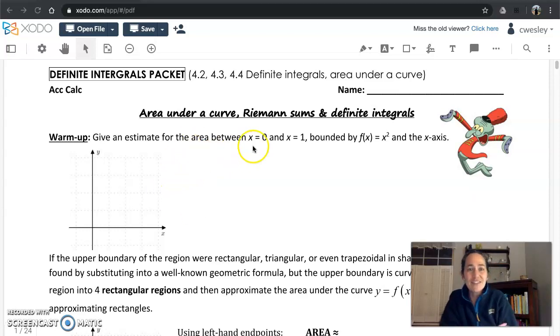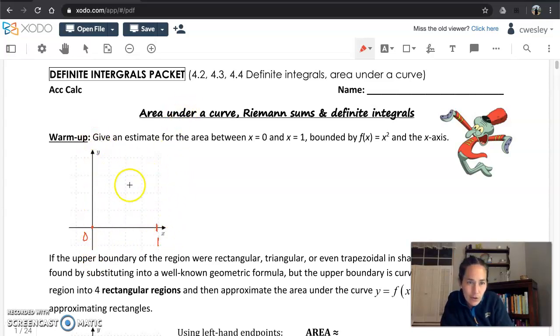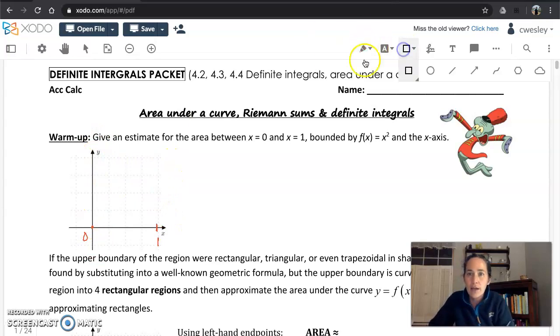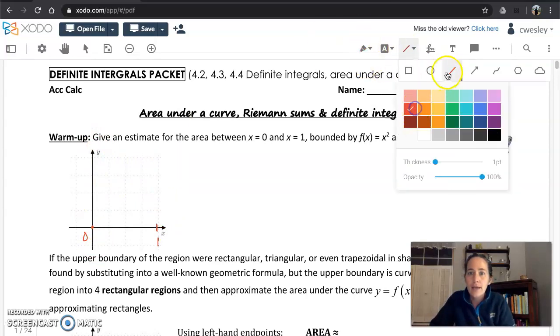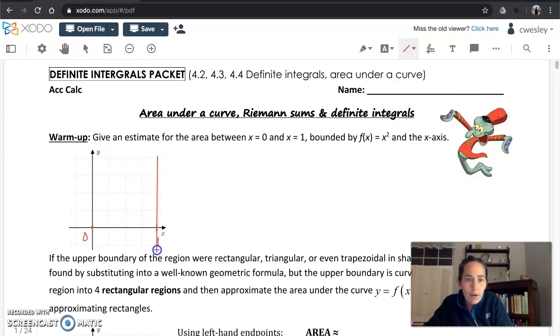Warm-up time. It says give an estimate for the area between x equals 0 and x equals 1 bounded by the function f of x equals x squared and the x-axis. So weird looking directions, but what's not weird are these equations and expressions. I know what x equals 0 looks like. I'm just going to put a dot right at the origin, this whole line here. I know what x equals 1 looks like, and I actually want to spread this graph out. I want to graph x equals 1 way over here. So I'll go 0 to 1, bounded by this line and that line. So the x equals 0 is already there. It's the axis. Maybe I could get a line drawing tool here. And x equals 1 should be about here.